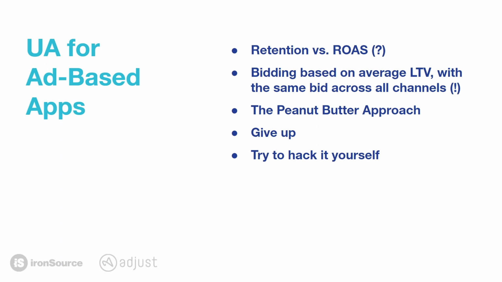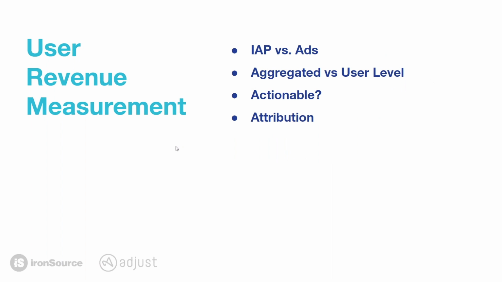The most common approach was the peanut butter approach, where there was an assumption in place that if I'm generating 80% of my total revenue from IAP and 20% from ads, then I should apply a 25% peanut butter on top of my IAP-only ROAS strategy. A lot of people just gave up on ad revenue and treated it as a nice bonus. And a few companies tried to hack it themselves within their own BI stack, applying some basic methodologies to assume how much revenue each user generated. So at the end of the day, a very big gap between IAP versus ads.